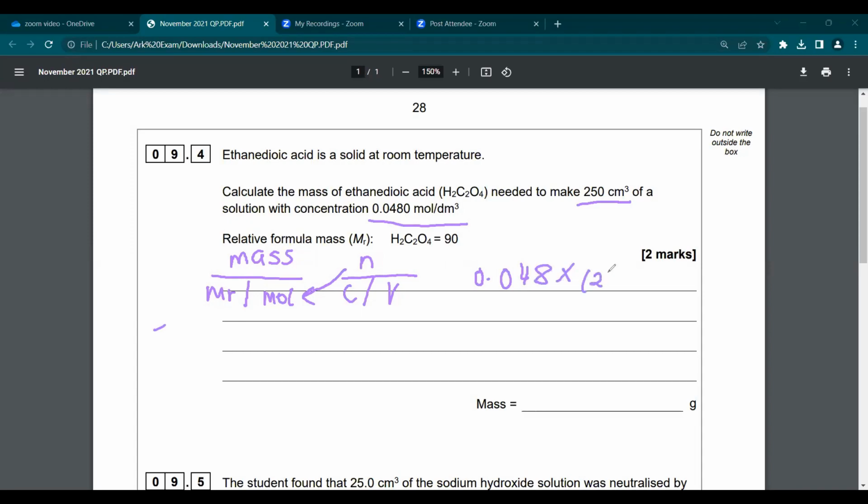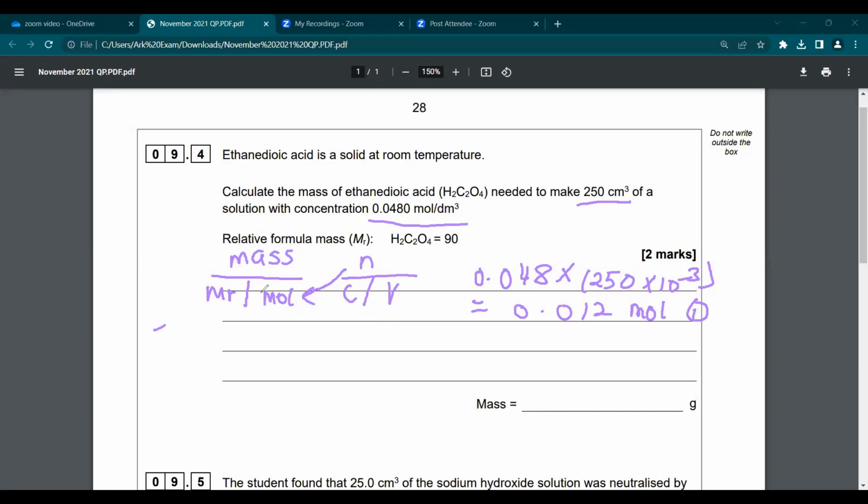times 250. I'm going to write it like this. The reason why I'm writing it like this is because in chemistry, the unit for volume is decimeters cubed, but they've given it to us here in centimeters cubed. And so when we write it like this, we can just plug this into our calculator and get the right answer instead of converting it and making an error with our zeros. So the answer that we would get is 0.012 moles. There's 1 mark for that.